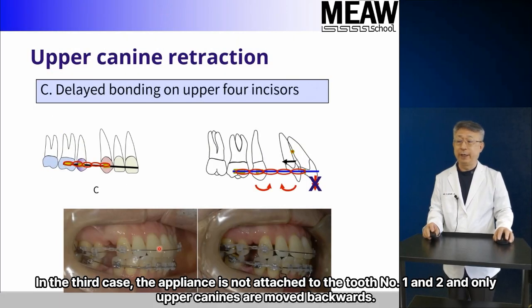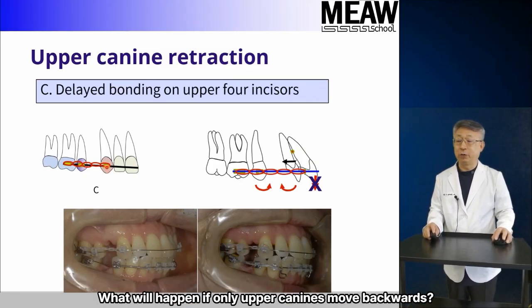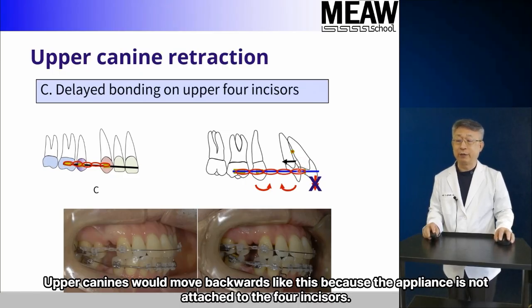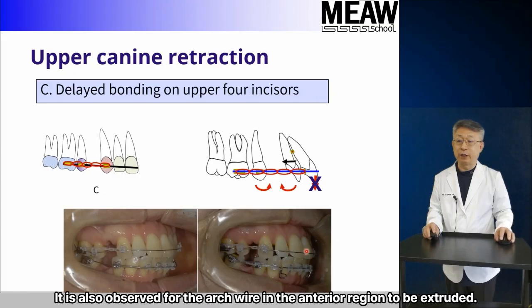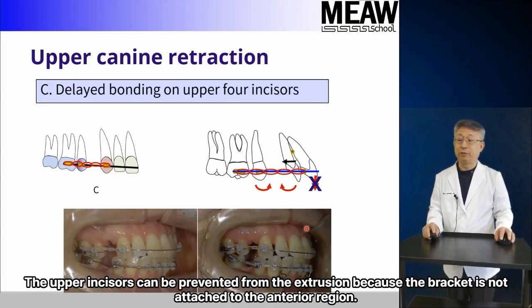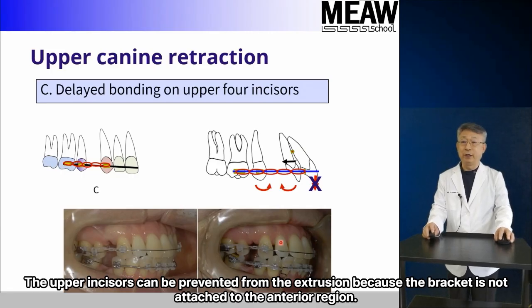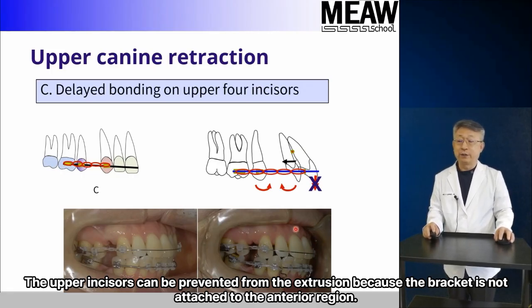In the third case, the appliance is not attached to the tooth number 1 and 2, and only upper canines are moved backwards. What will happen if only upper canines move backwards? Upper canines would move backwards like this because the appliance is not attached to the 4 incisors. After the movement, the inclination of the bracket slot changes. It is also observed for the arch wire in the anterior region to be extruded. The upper incisors can be prevented from the extrusion because the bracket is not attached to the anterior region.